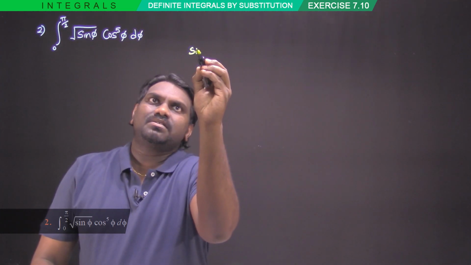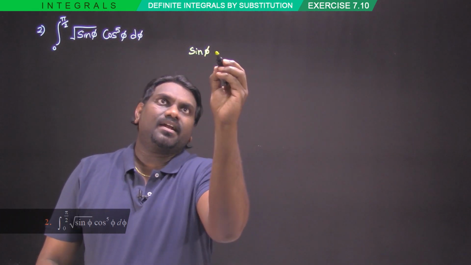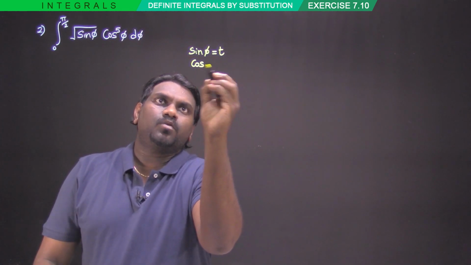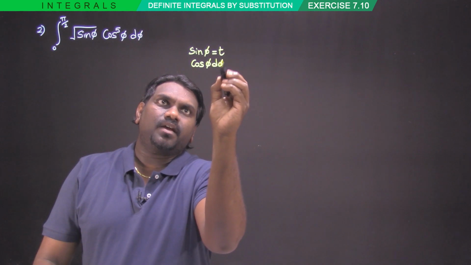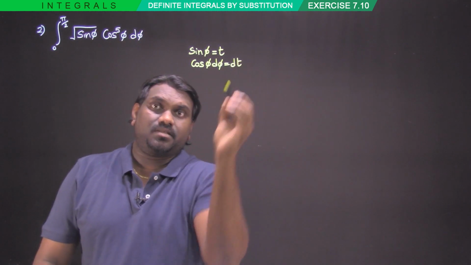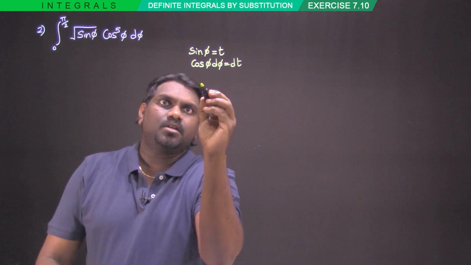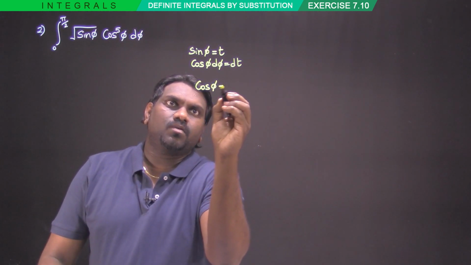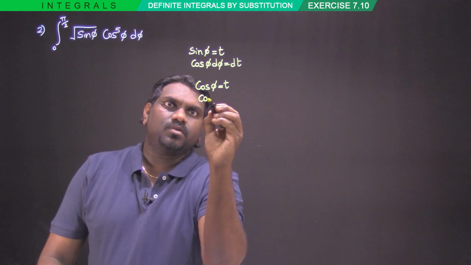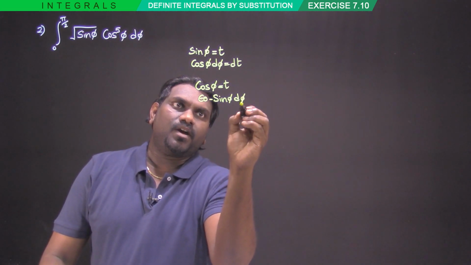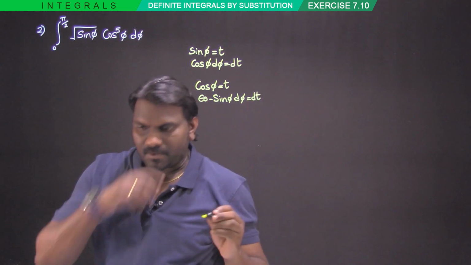One is your sine phi could be taken as t. If it is so, what you will get if you differentiate? It would be cos phi d phi is equal to dt. Yes, that's a good option. Let's see. Then what is the other one? It will be cos phi is equal to t. So it will give me minus sine phi d phi is equal to dt. Fine.